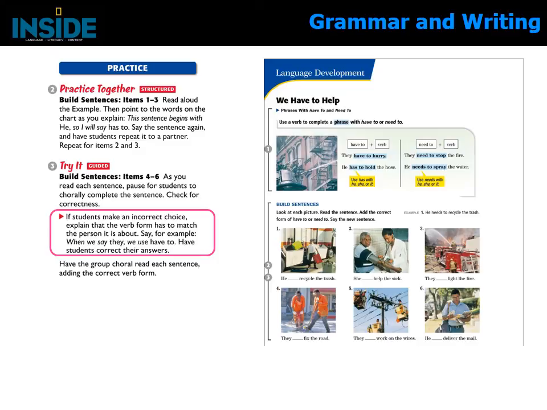Notice the red arrows under the Try It section. This is on the spot corrective feedback. These are tips for modifying instruction when students need additional support, and they are built right into the lessons in Insight.